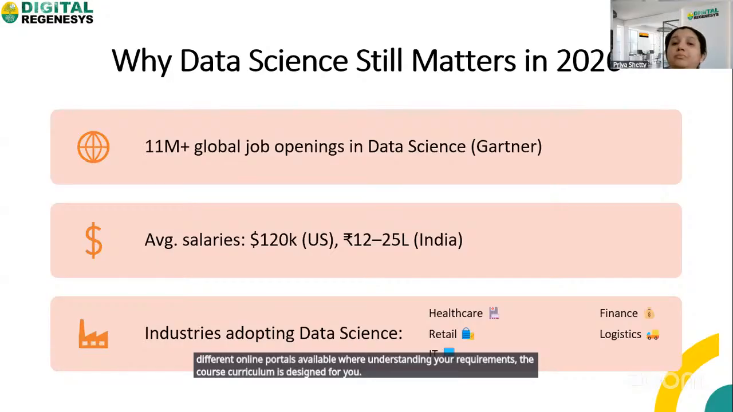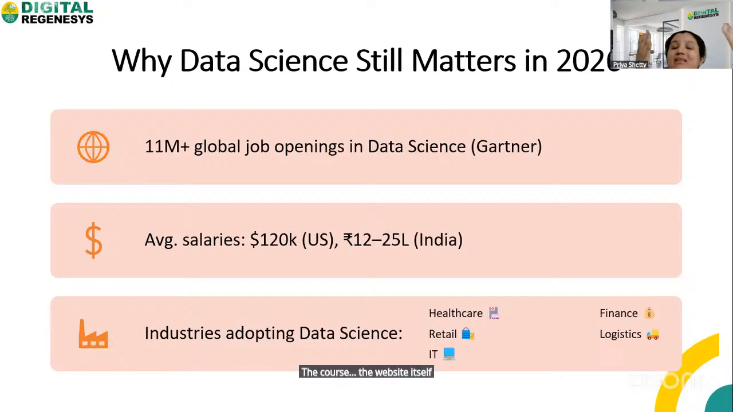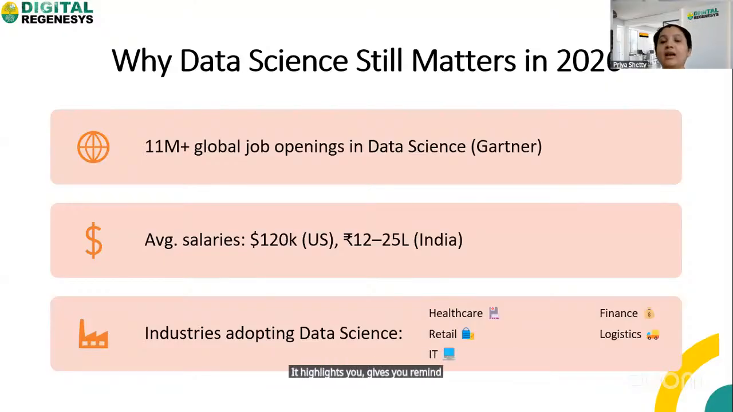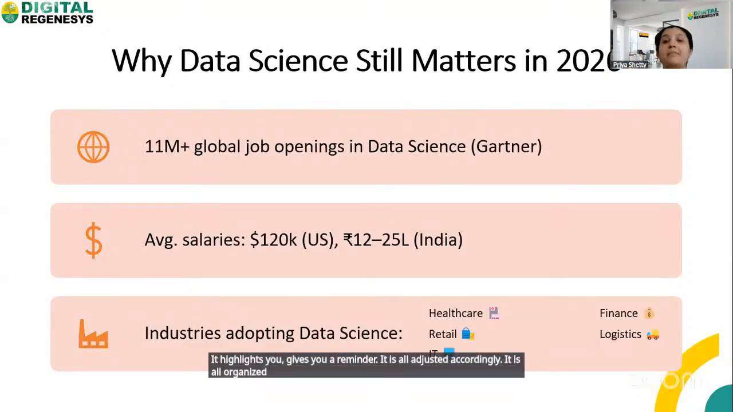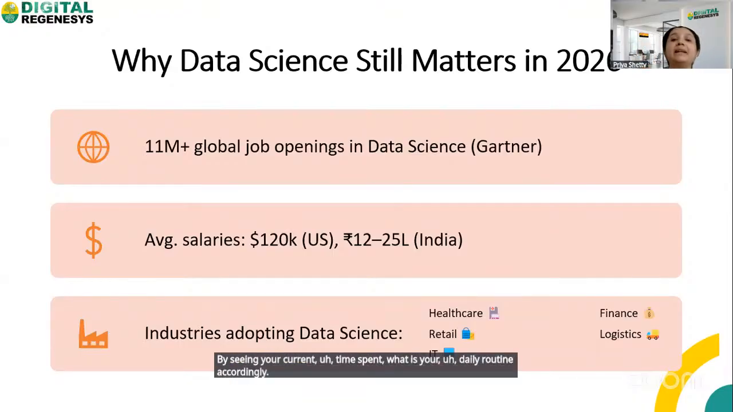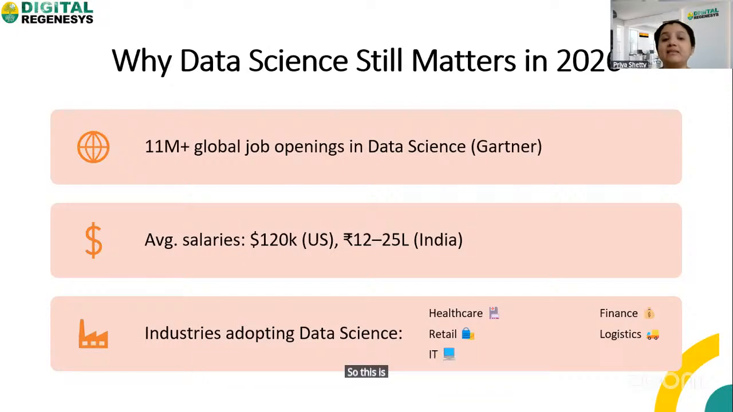The website itself makes a tracker, a calendar system for you to keep track of your studies. It highlights things and gives you reminders. It is all adjusted and organized by itself, by seeing your current time spent and your daily routine. Accordingly, the timetable and study time are maintained for you. So this is how data science is used in different organizations.